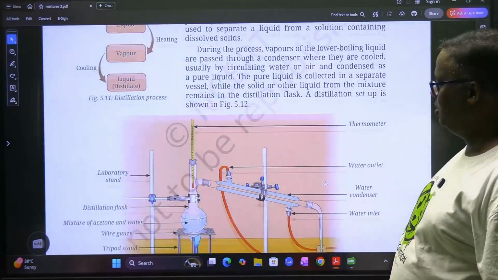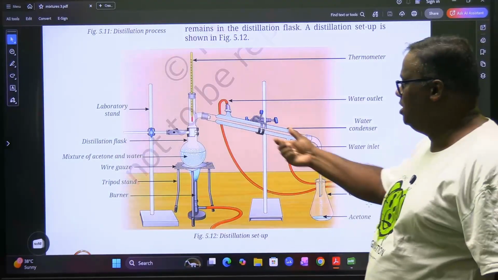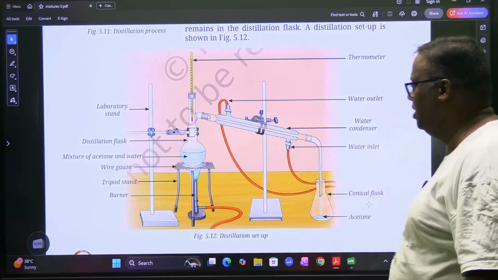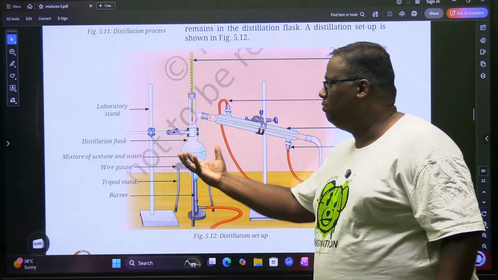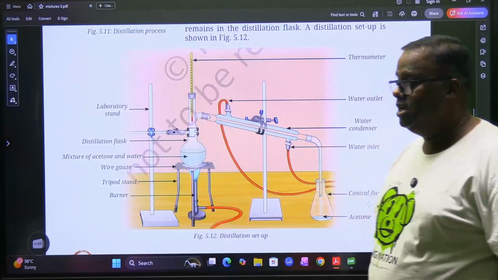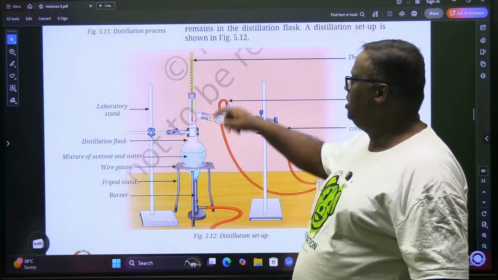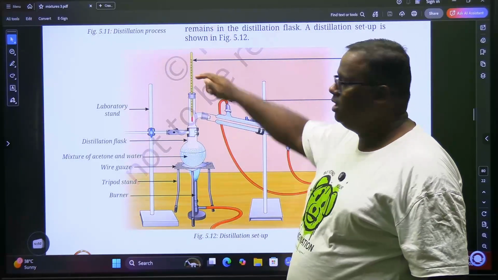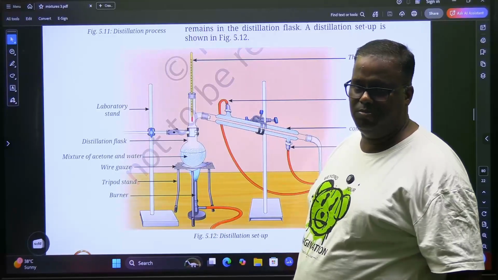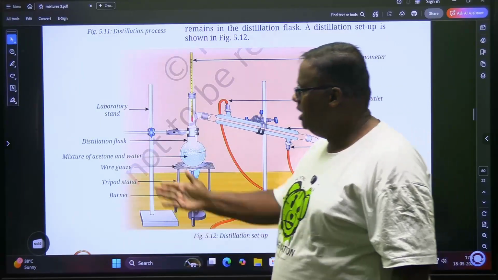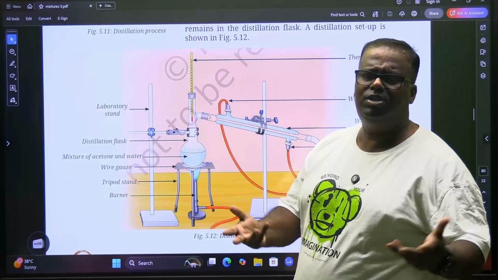Okay, the process is something like this. This arrangement is called a Liebig's condenser. So see, you have a round bottom flask. A round bottom flask has been corked out here, and we have put a thermometer to see what is the temperature, because they have taken, say for example, acetone and water, or alcohol and water.